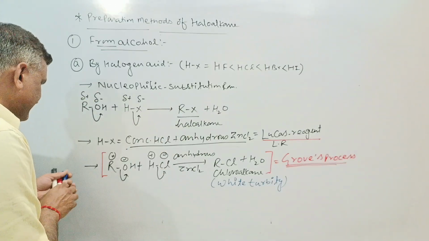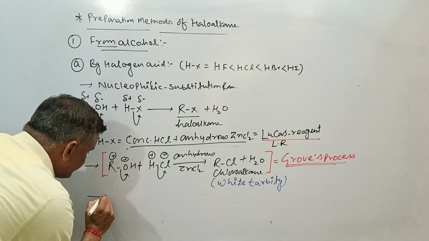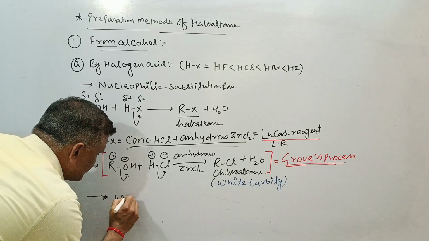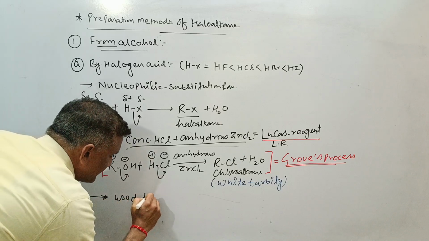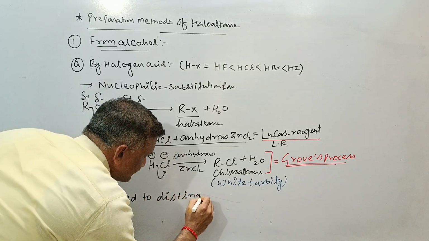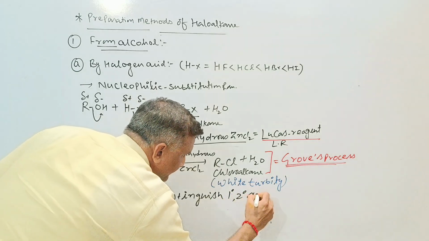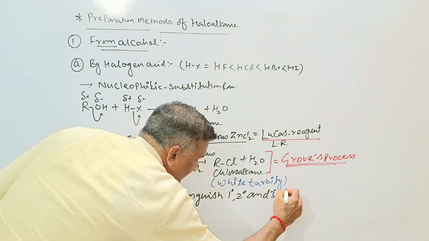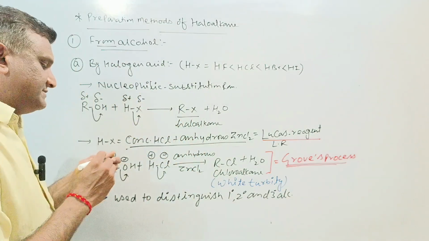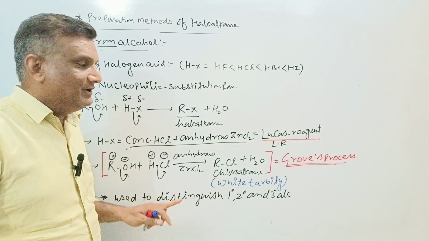Further, this kind of reaction is also used to distinguish 1 degree, 2 degree and 3 degree alcohol. So this was about the first reaction. How can we distinguish 1 degree, 2 degree and 3 degree alcohol? We'll see.